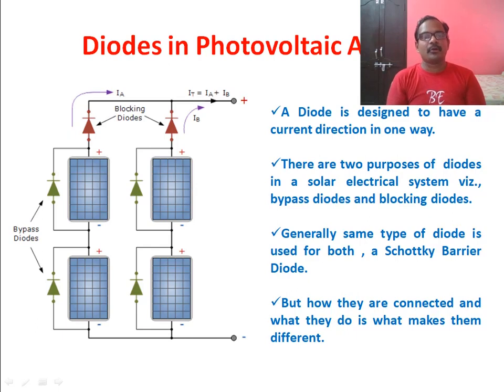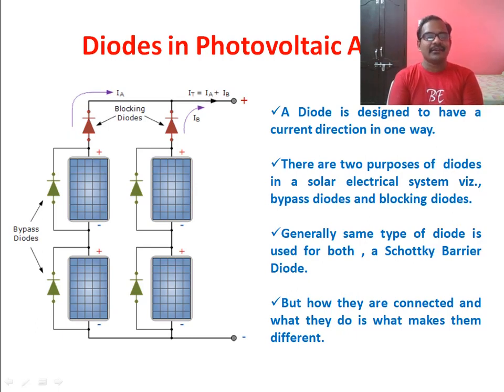And coming to the next very important topic in photovoltaic arrays, the diodes. Diodes in a photovoltaic array. You can see there are two different types of diodes used in photovoltaic arrays, which serve two different purposes. The first type is called a bypass diode and the second type is called a blocking diode. A blocking diode is connected in series with each and every string in an array, whereas a bypass diode is connected in parallel with each and every photovoltaic panel of an array.